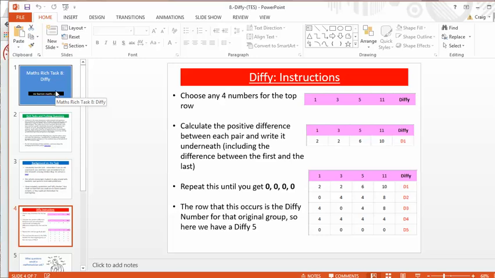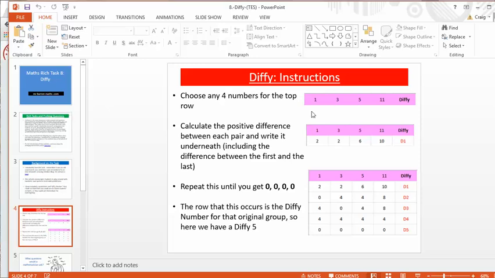So it comes complete with a PowerPoint and an Excel file and also a worksheet. All you really actually need is the PowerPoint and then just a pen and paper and you're good to go, but I've provided some extra support materials just in case you want them. And Diffy works like this. It's all explained on this single slide.